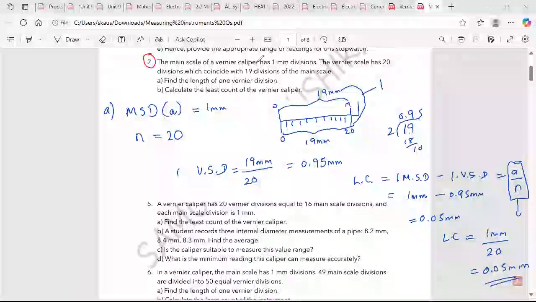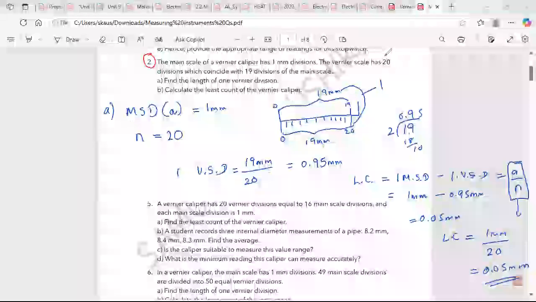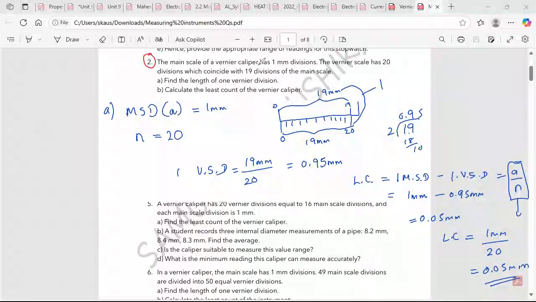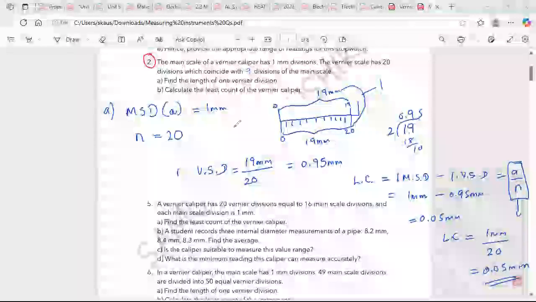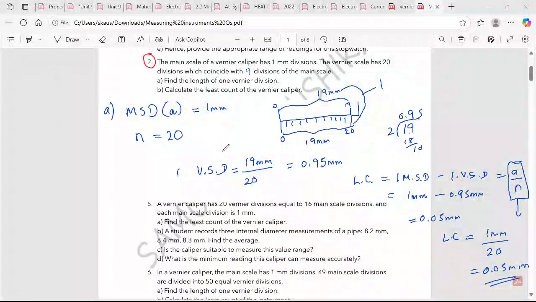Same question, let's do the same question. Main scale of a vernier caliper has 1 millimeter divisions. Vernier scale has 20 divisions which coincide with not 19 divisions, but with 9 divisions. Now it's 9 divisions. So you can write the data. You know the question, same question.